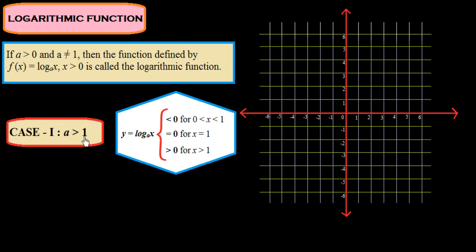For a is greater than 1, we are taking here a is 2. For this condition we are taking a is 2, and in the first condition you see here 0 is smaller than x is smaller than 1. So first we take x is equal to 1 by 2. We see what happens now.